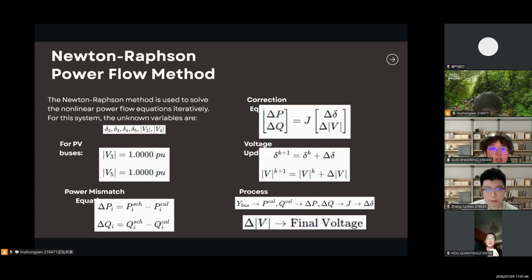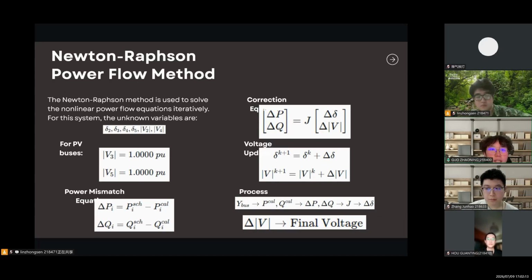So this slide shows the Newton-Raphson method used to solve the power flow problem. The unknown variables are the voltage angles of bus 2 to 5, and the voltage magnitudes of the PQ buses, which are bus 2 and bus 4. For the PV buses, bus 3 and bus 5, the voltage magnitudes are fixed at 1 per unit.